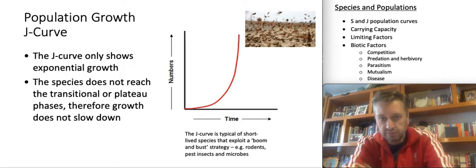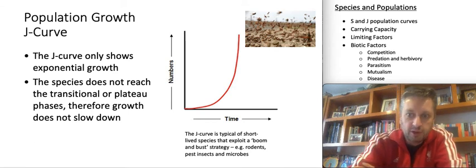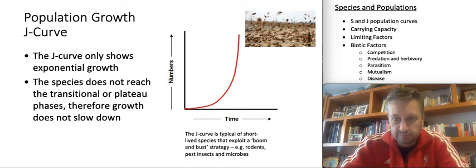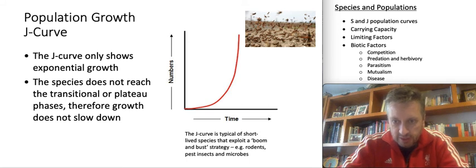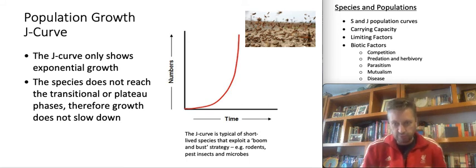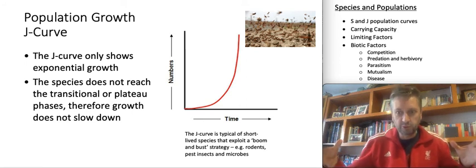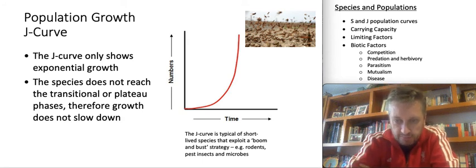This is the J curve. Possibly a bit too steep, I've drawn it there. But again, it's called a J curve for obvious reasons. It looks like a letter J. It's associated with very short-lived species, insects especially, that have the strategy of putting all their effort into the population exploding, using up all the resources available to it quickly, and then shrinking down again or dying off. It's called a boom or bust strategy.